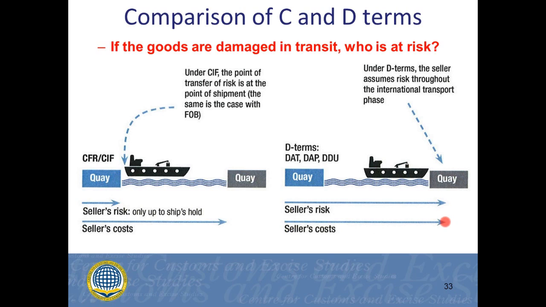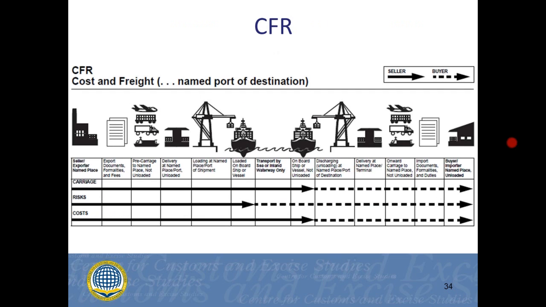While the seller's costs remain pretty much the same, the seller's risks differ considerably. So if something happens during transit and we're using the C terms, it will be the buyer who will be responsible. But if we use the D terms, it will be the seller who will be responsible for the loss or damage to goods while goods are in transit. So this is a very simple way to demonstrate the difference between the C and D terms.